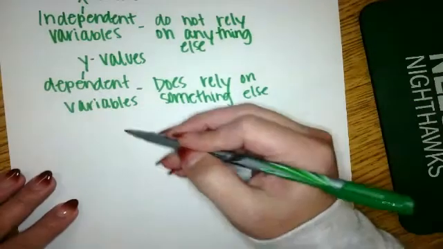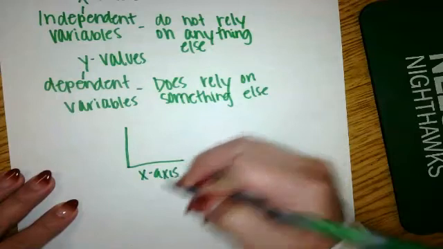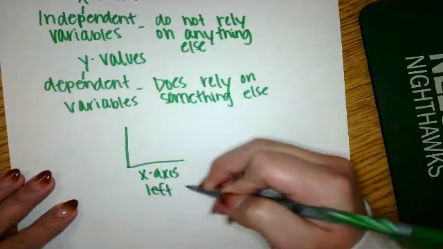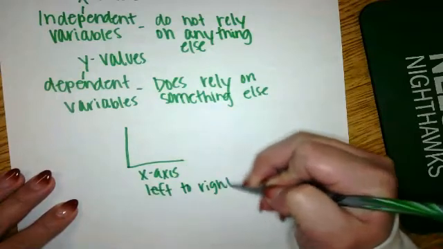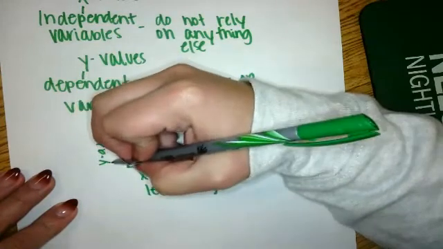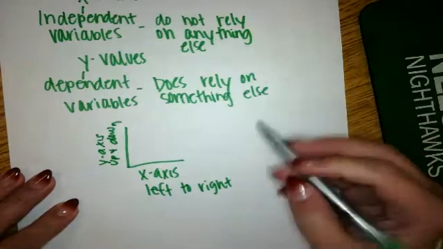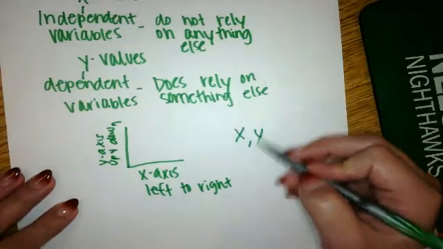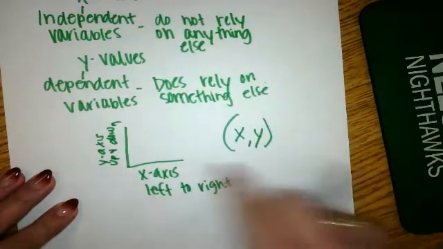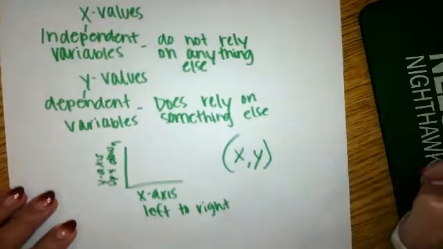And just a review on x and y, I have my x-axis that goes left to right, and I also have my y-axis that goes up and down. And when we're writing coordinates, we have x first, y second. X tells us left and right, y tells us up and down.